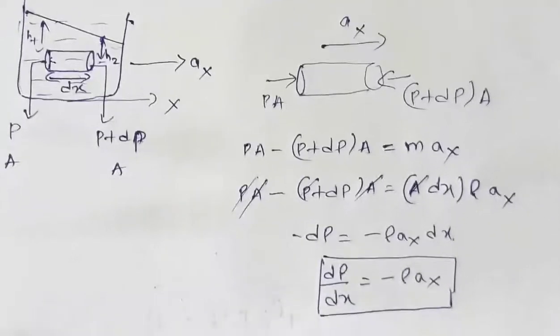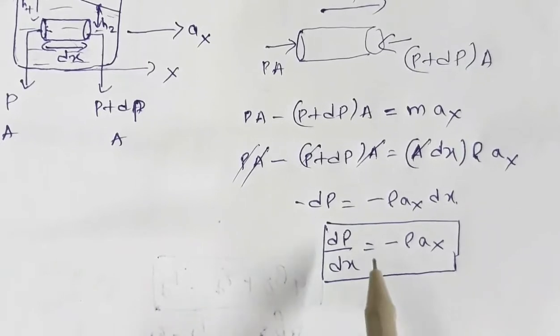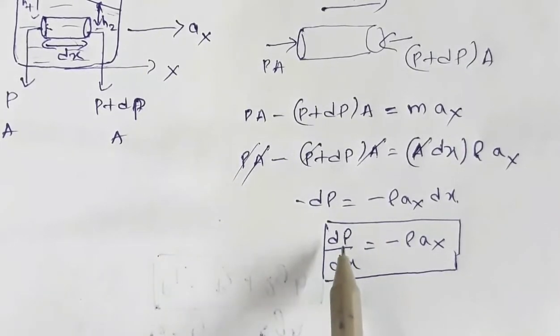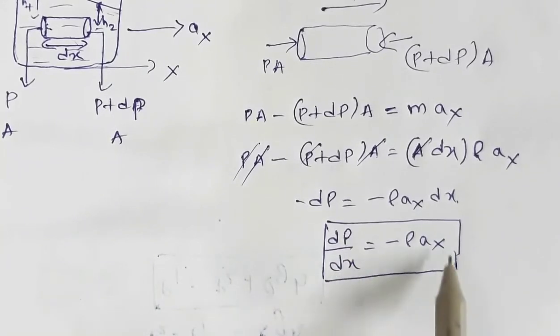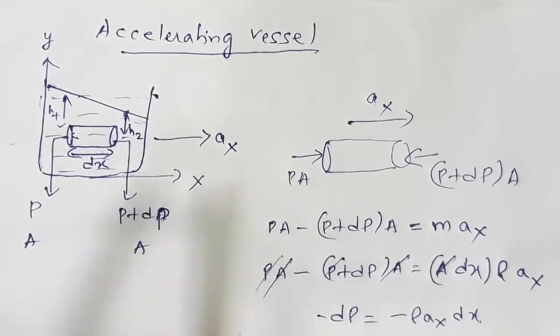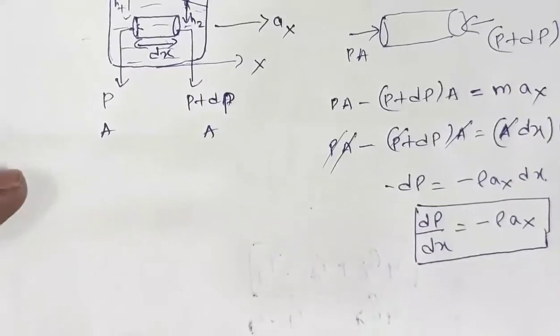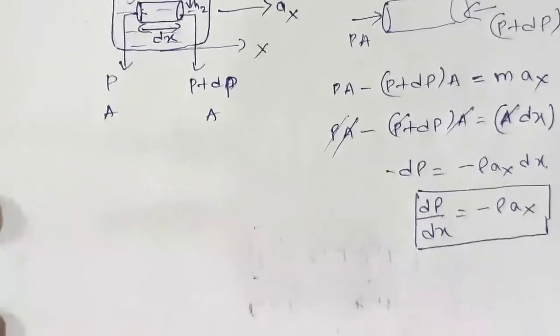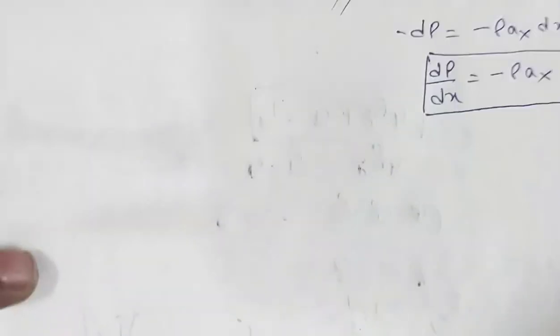So this is the pressure gradient dP by dx. dP is the change in pressure when you move through a distance dx. So this is the decrease in pressure when you move through a distance dx, for a liquid vessel which is accelerating in horizontal direction. Now let's see what happens if the vessel starts accelerating in the vertical direction, vertically upward direction.